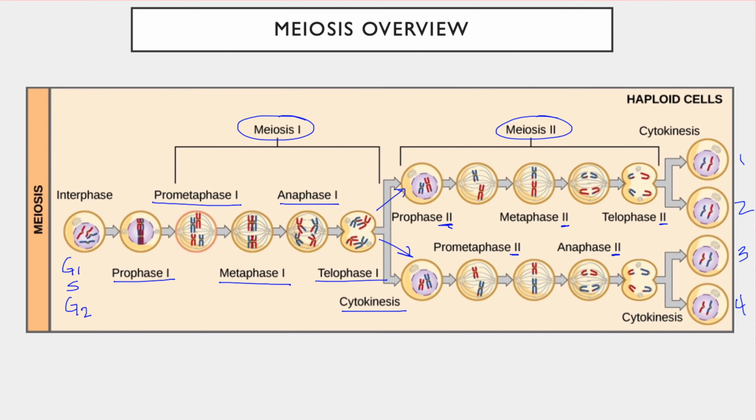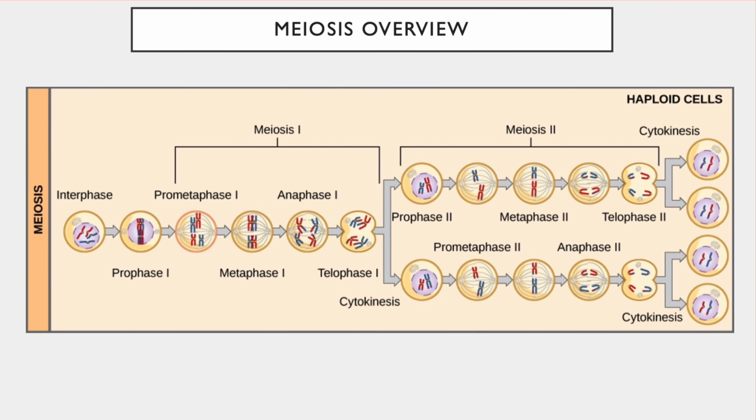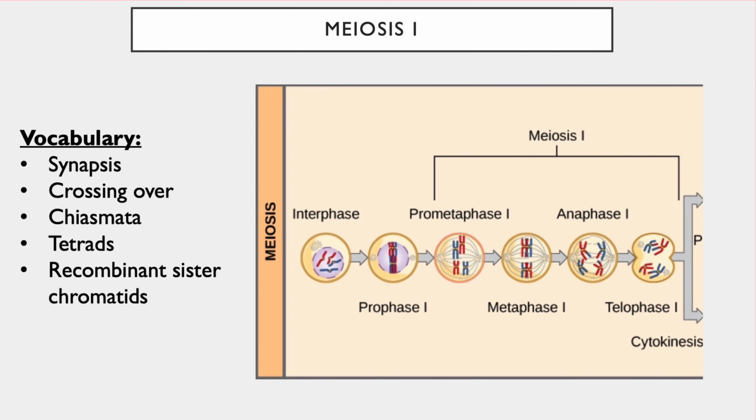Now what I want to do is let's take a look at meiosis 1 in a little bit more detail and figure out what kind of information sets it apart from meiosis 2 and even the process we learned in chapter 6 called mitosis. So a couple of vocabulary terms you're going to need to know are the words synapsis, crossing over, chiasmata, tetrad, and recombinant sister chromatids.